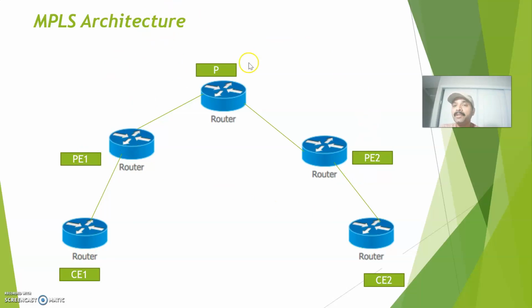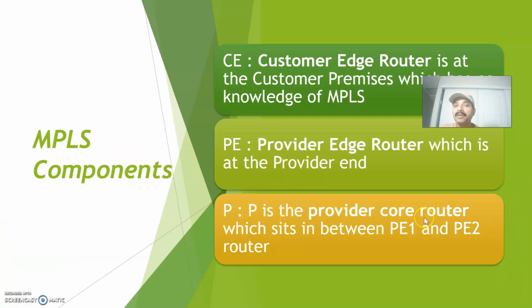One is PE1. P is the provider core router, which sits in between PE1 and PE2. PE is a provider edge router, which is at the provider end. CE is a customer edge router, which is at the customer premises and doesn't have any knowledge of MPLS.